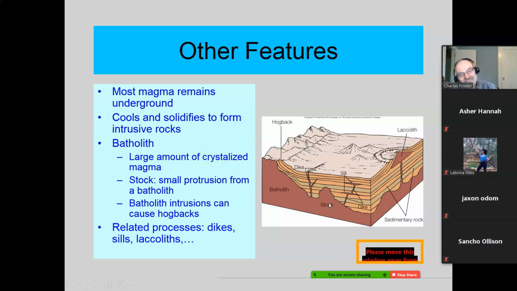The stock may at some point make its way to the surface. This shows it hasn't quite made it there yet. Now, smaller than stocks, you have the dikes. The dikes are the vertical or near vertical protrusions, usually smaller than the stocks. These might actually make their way to the surface at some point. Okay? And this would be a dike that made its way to the surface. It's just a ridge here. Sedimentary rock on this side, sedimentary rock on this side, but right in the middle, igneous rock. So you know something strange has happened there.